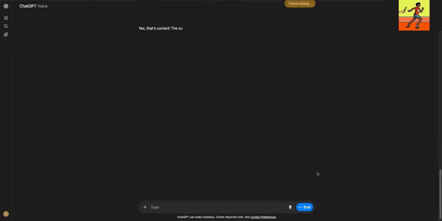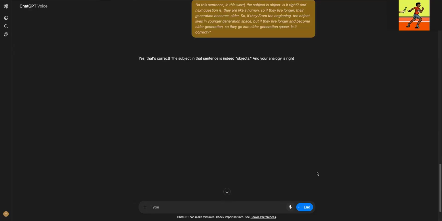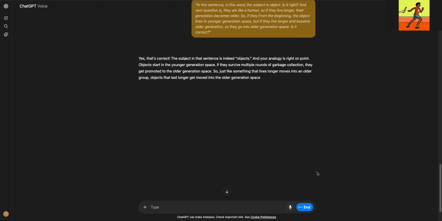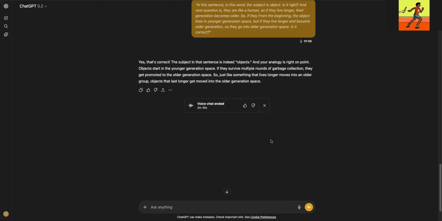Yes, that's correct. The subject in that sentence is indeed objects, and your analogy is right on point. Objects start in the younger generation space. If they survive multiple rounds of garbage collection, they get promoted to the older generation space. So just like something that lives longer moves into an older group, objects that last longer get moved into the older generation space. Okay, object is like a human in this topic, garbage collection. Next.